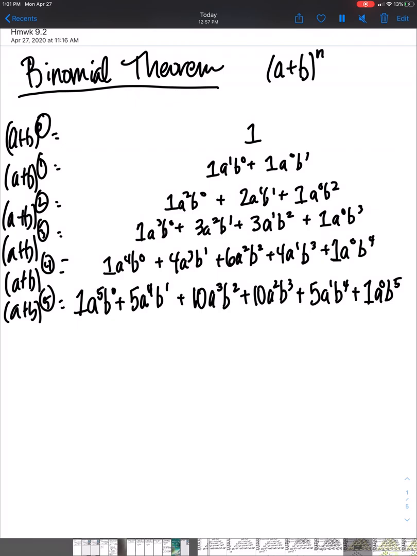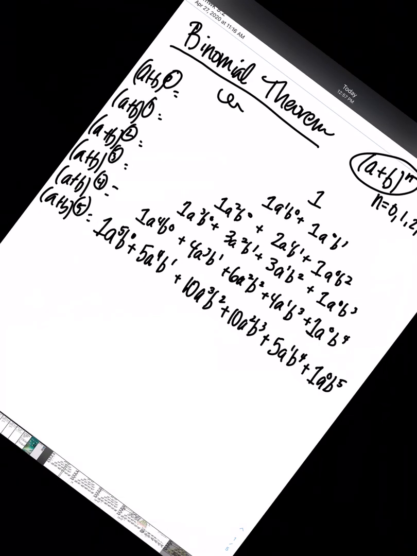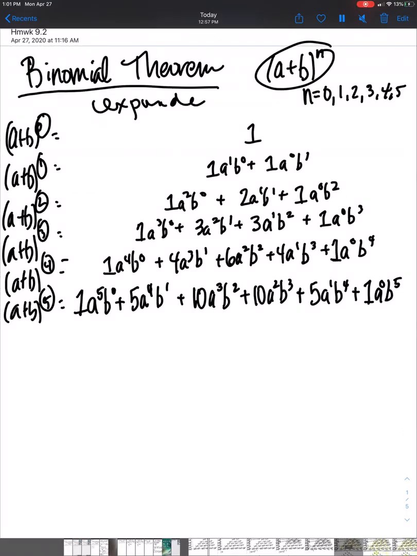So in this case, we have n equals 0, 1, 2, 3, 4, 5. I went ahead and wrote this out just to save a little time. But I do want you to notice a pattern here. These are all the expanded versions.